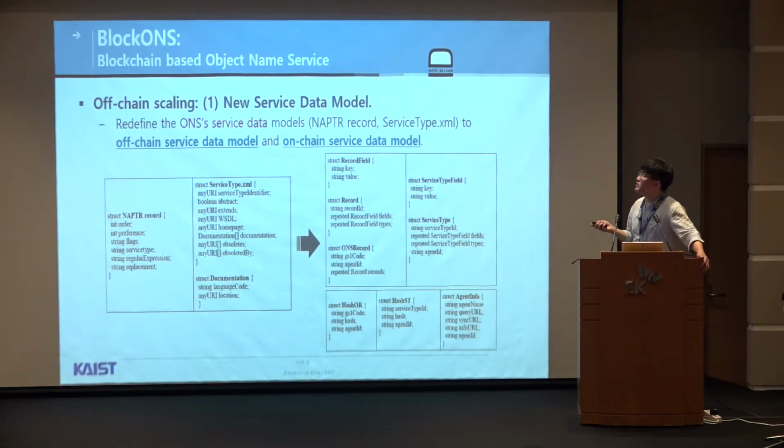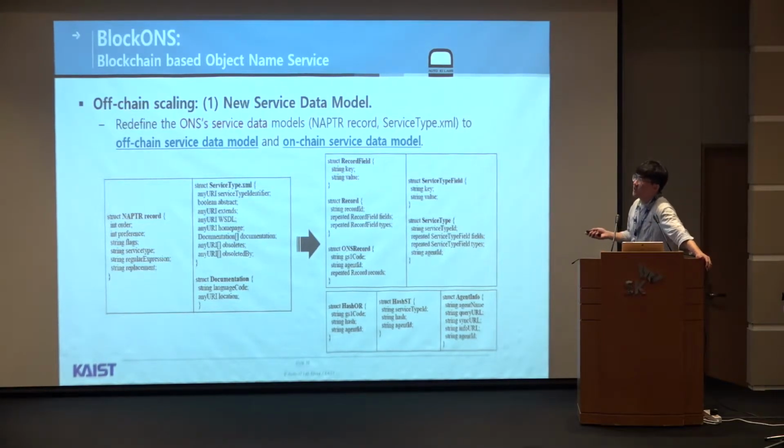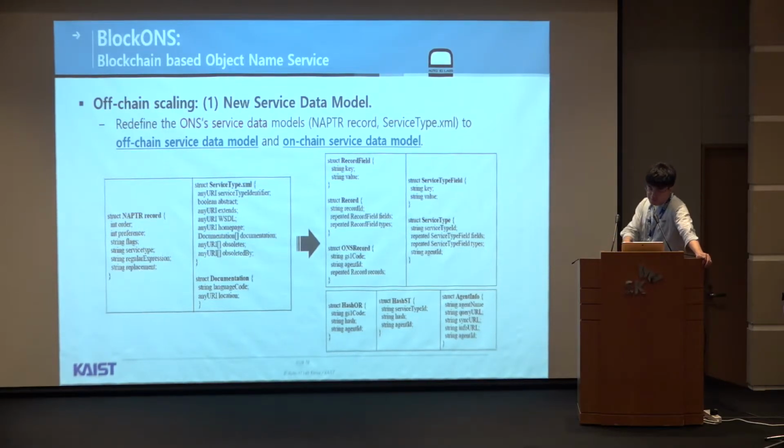So the first one is we defined a new service data model, because the left side one is the original ONS service data, the ONS service data model, NAPTR record and service type XML. But we have to redefine this service model into an off-chain service data model and an on-chain service data model, and we use this service data model on the off-chain and on-chain.